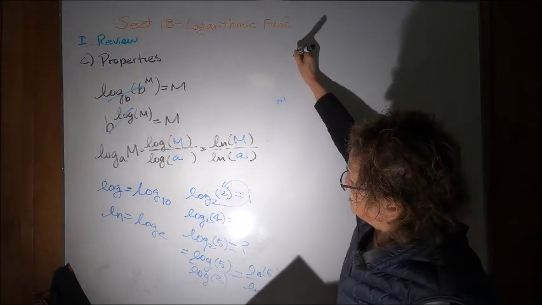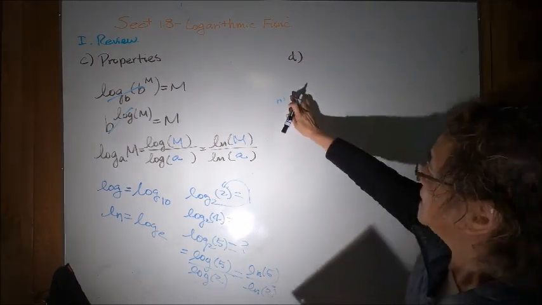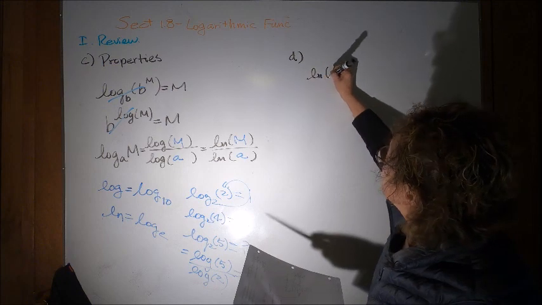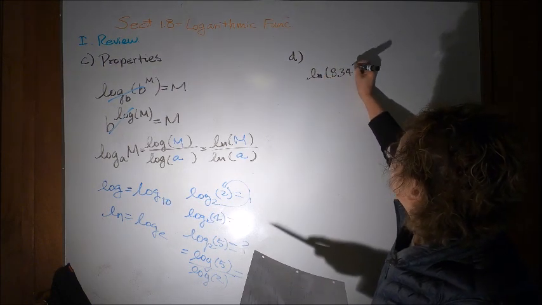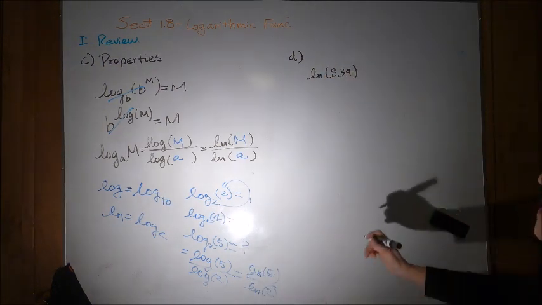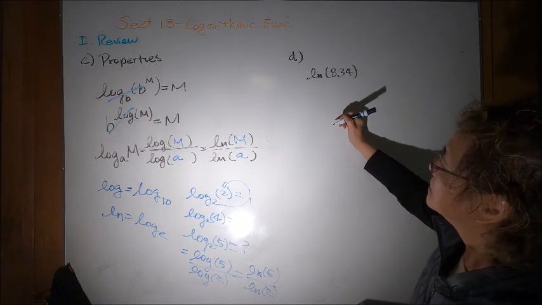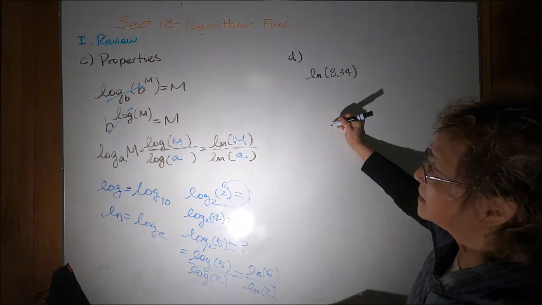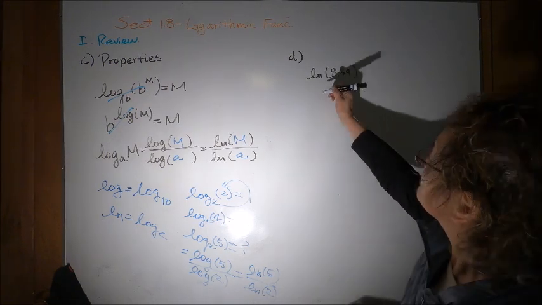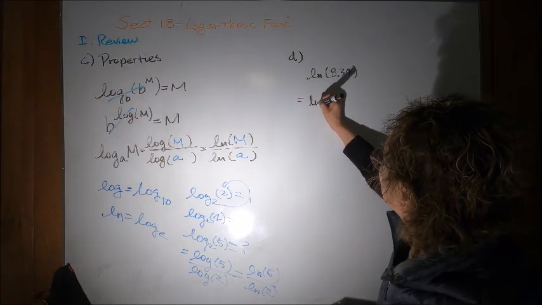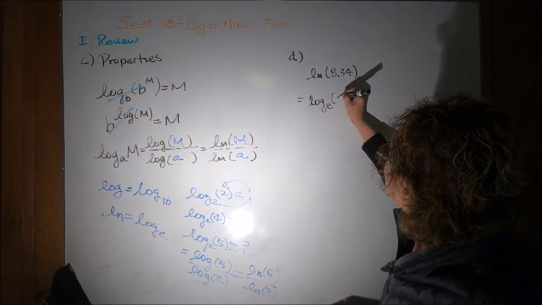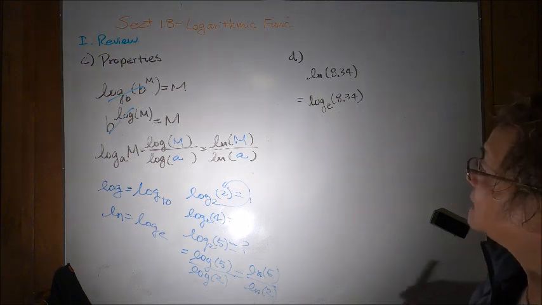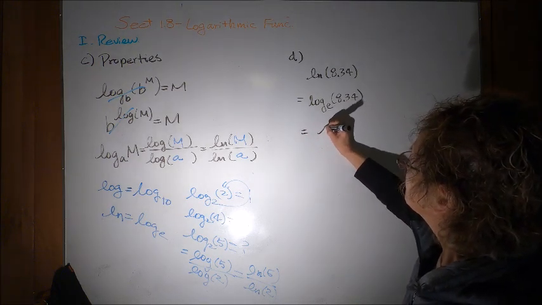Then for this one, okay, so for natural log 8.34, no way you can do it by hand. So what do we need to do? We need to use a calculator, right? So this one means what? Log base e, a to the 3/4, right?